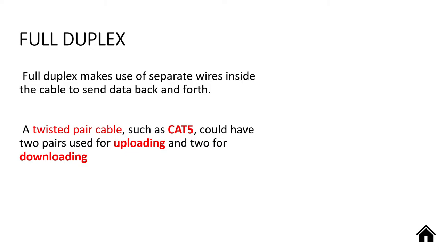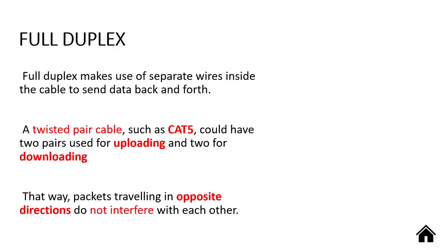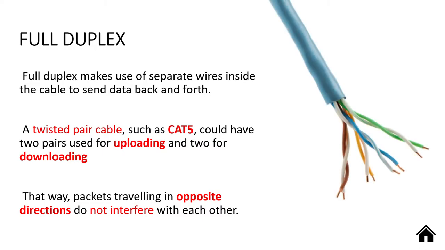One for uploading and one for downloading. Okay, so two pairs for uploading, sorry, and two pairs for downloading. That way, packets travel in opposite directions and don't interfere with each other. So if you've ever made your own custom Ethernet cables, which is perfectly acceptable to do, I make my own, you would use these: one to send, one to receive, one to send, one to receive. You get the point, yeah? Which is fine. You could set it up like that.